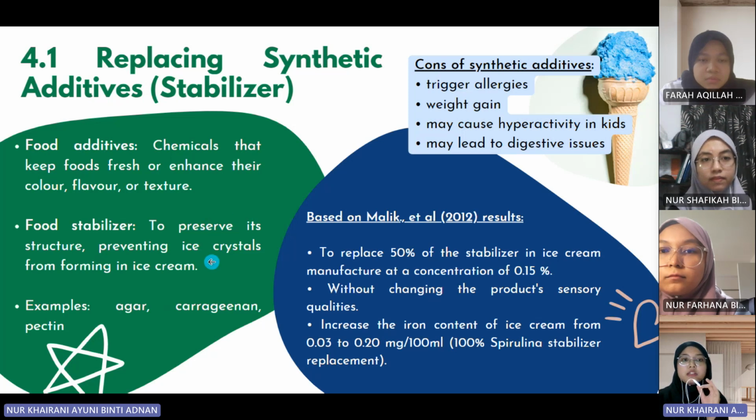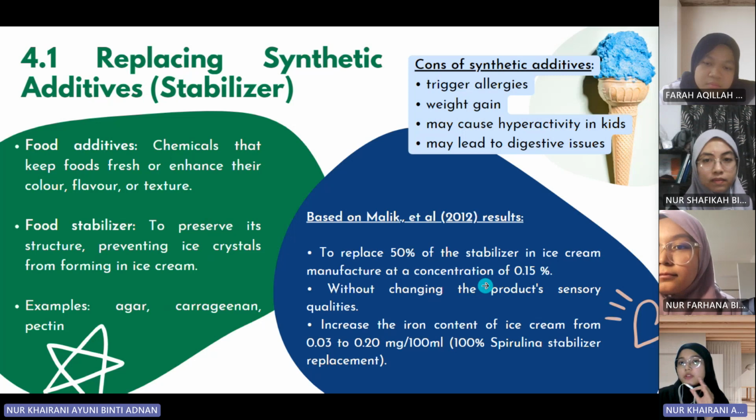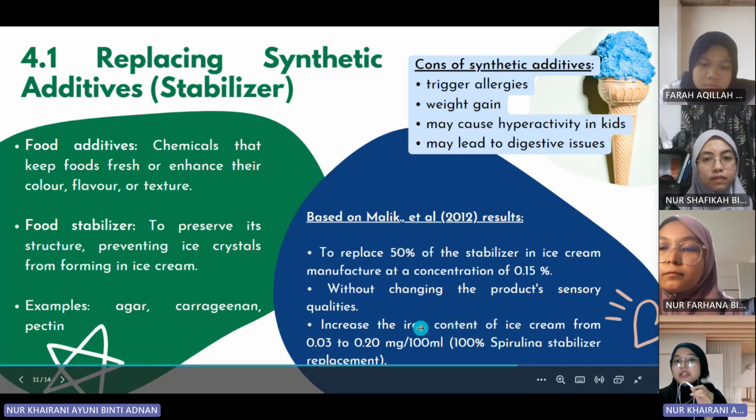Food stabilizer is to preserve its structure, preventing ice crystals from forming in ice cream. According to the research in 2012, they found that spirulina powder can be used to replace 50% of the stabilizer in ice cream, manufactured at a concentration of 0.15. And even though they replace 50% of the synthetic stabilizer, it doesn't change any qualities. Spirulina even increased the iron content of ice cream at 100% of spirulina stabilizer replacement to help diseases like anemia.